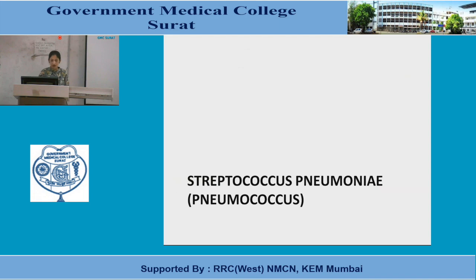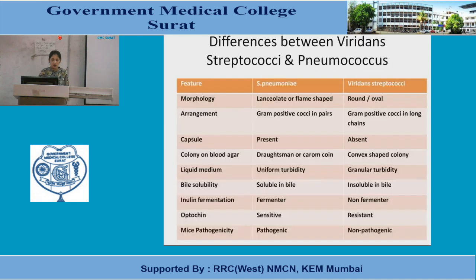Here we have completed all the groups of streptococci A, B, C, D, and mostly Streptococcus pyogenes. And in the next lecture, we will see Streptococcus pneumoniae infection, which is a very short bacteria.